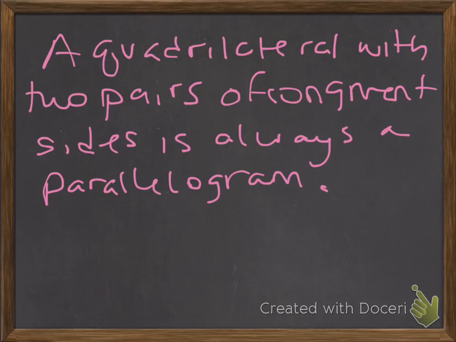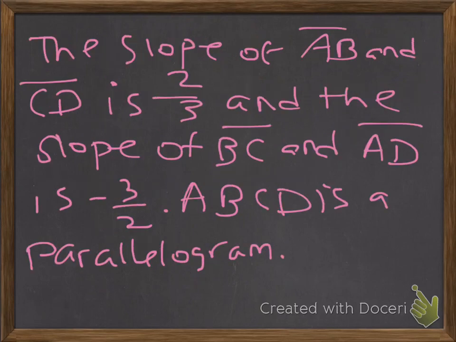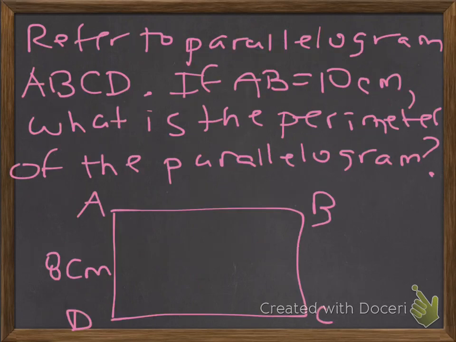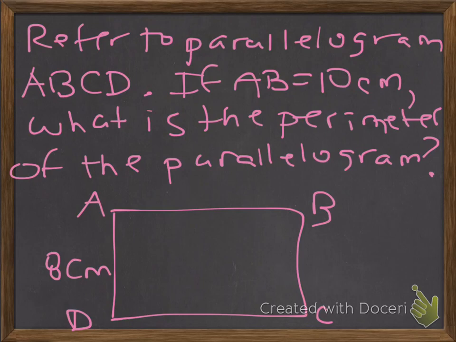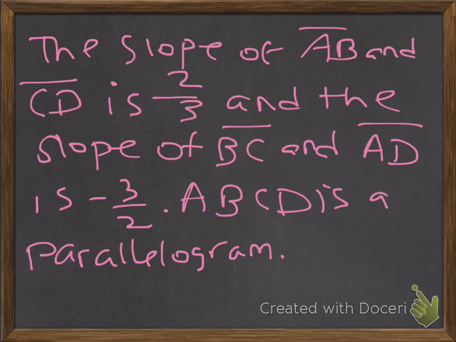This one, a quadrilateral with 2 pairs of congruent sides is always a parallelogram. I'm going to say true for that one. That's one of our theorems. And then here it says the slope of AB and CD is 2/3. If we draw this like that, and the slope of BC and AD is -3/2, that's just saying that your sides are perpendicular to each other, which is telling you it's a rectangle, and a rectangle is a parallelogram, so I would say that is also true.